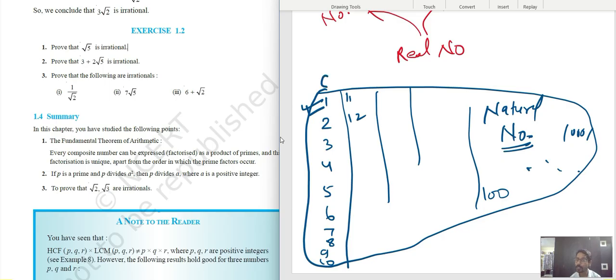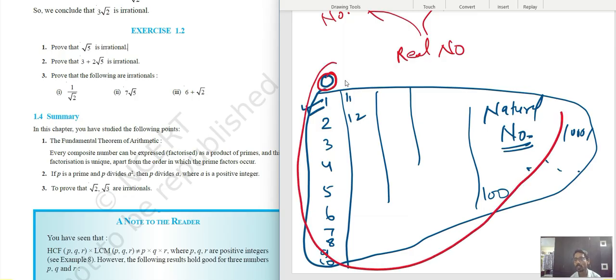All the counting numbers are natural numbers if it is beginning with 1. If you are starting with 0, then this whole including 0, that is called whole number.